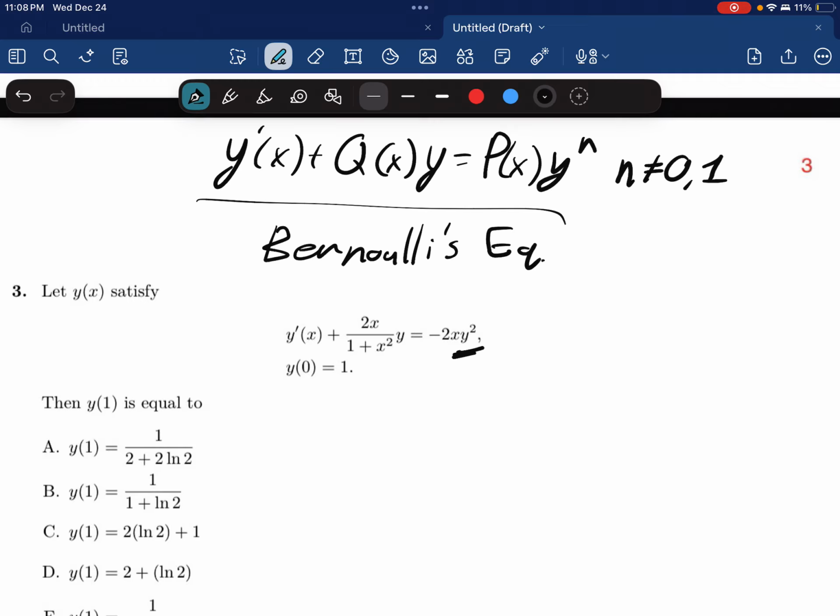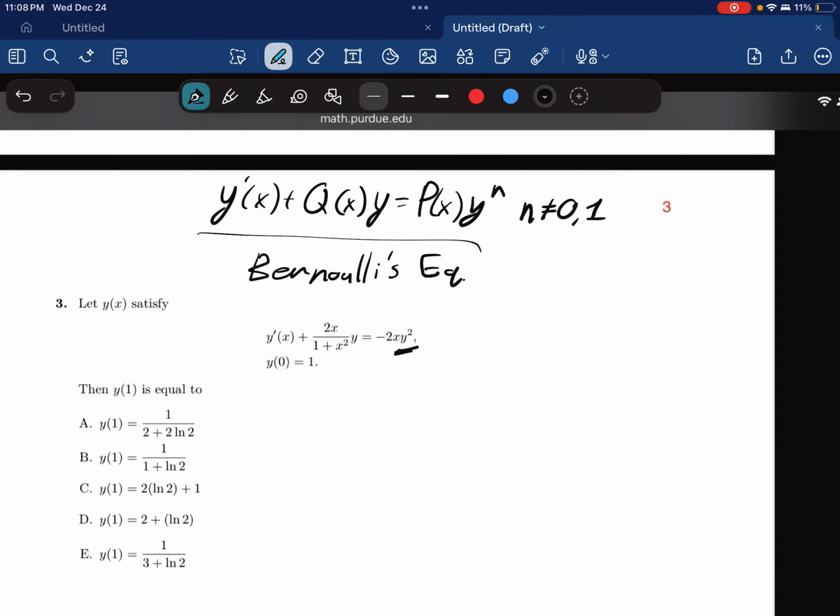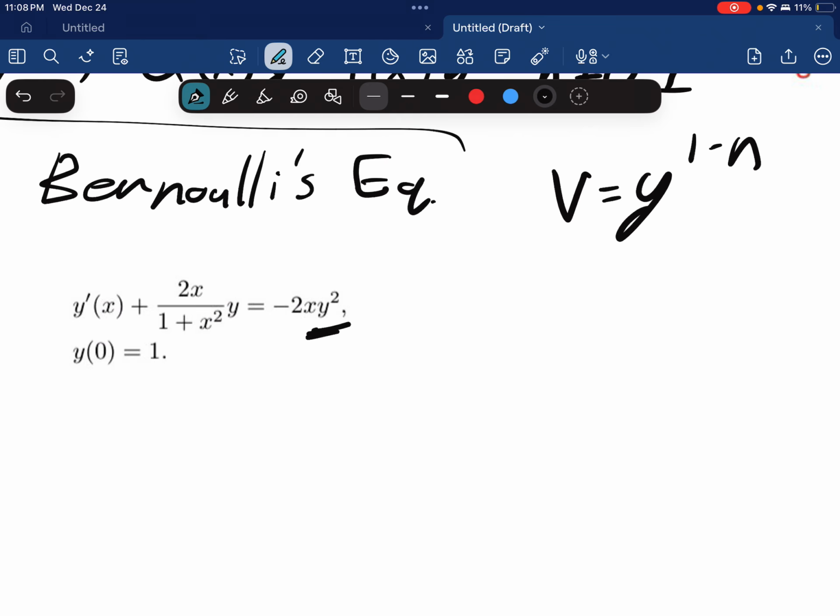We know n can't equal 0, because then that would just be a first order linear differential equation. And we know that n can't equal 1, because then that would be a separable equation. And those both have different kind of simpler ways to solve them. But since this is a little bit more complicated, we have to use a substitution to simplify it. And the substitution we like to use is v equals y to the 1 minus n. So let us use this substitution.